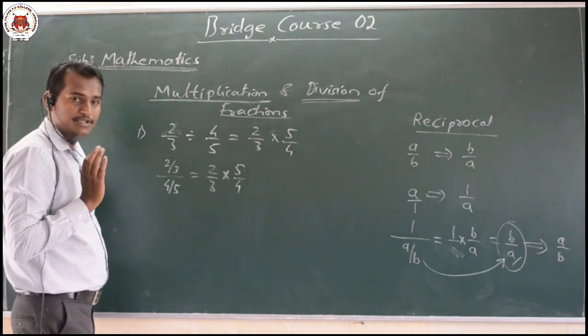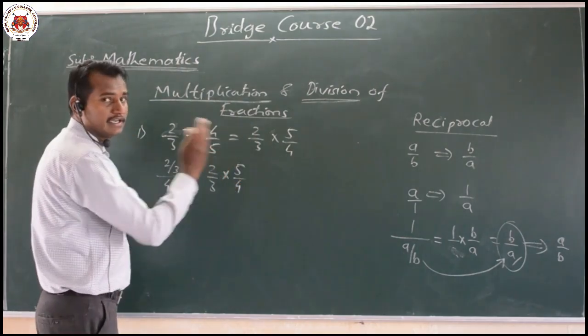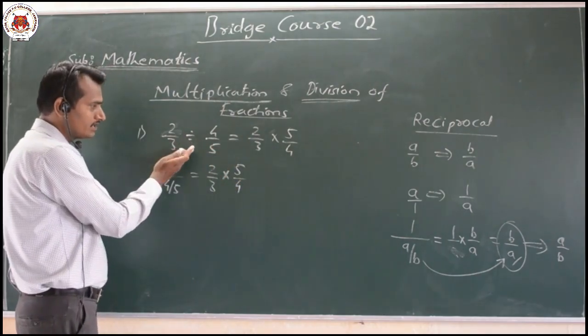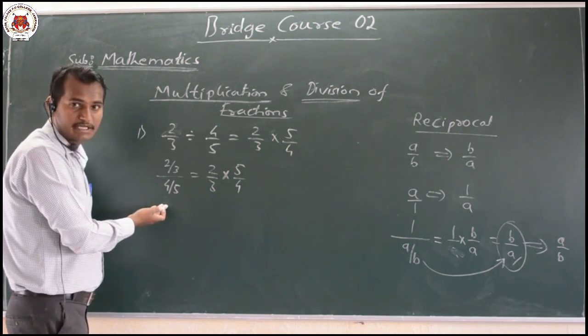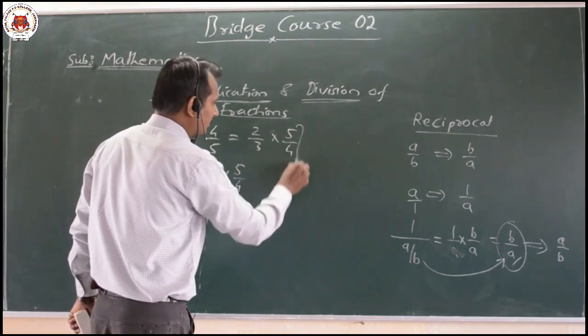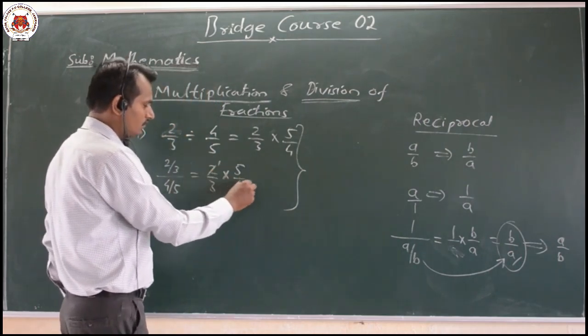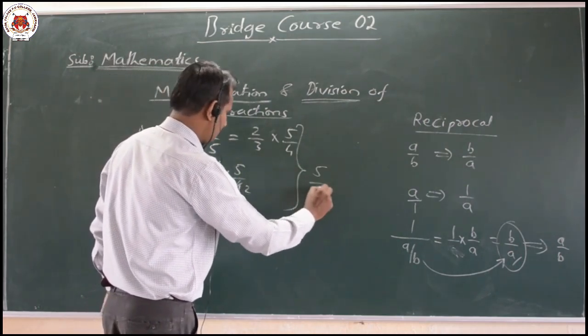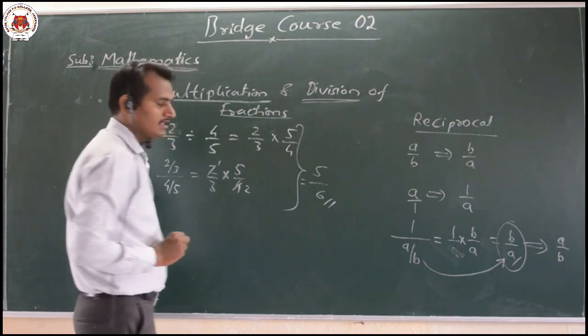This is what we are doing here. The same thing I am writing here directly. He may give the question in this particular format or in this particular format, but both are the same. Now how do we have to solve it? Very simple. 2 1s are 2, 2 2s are 4, so 5 by 6. That is the required result.